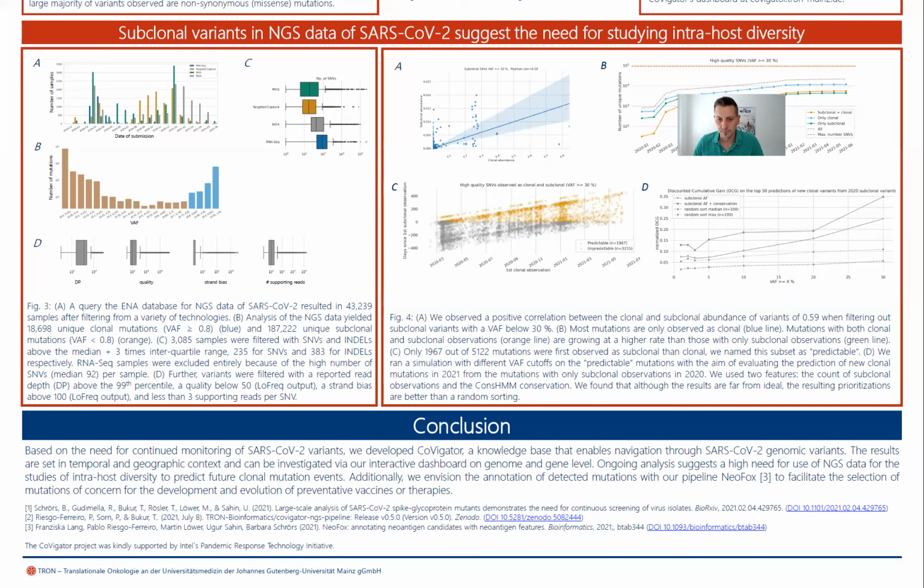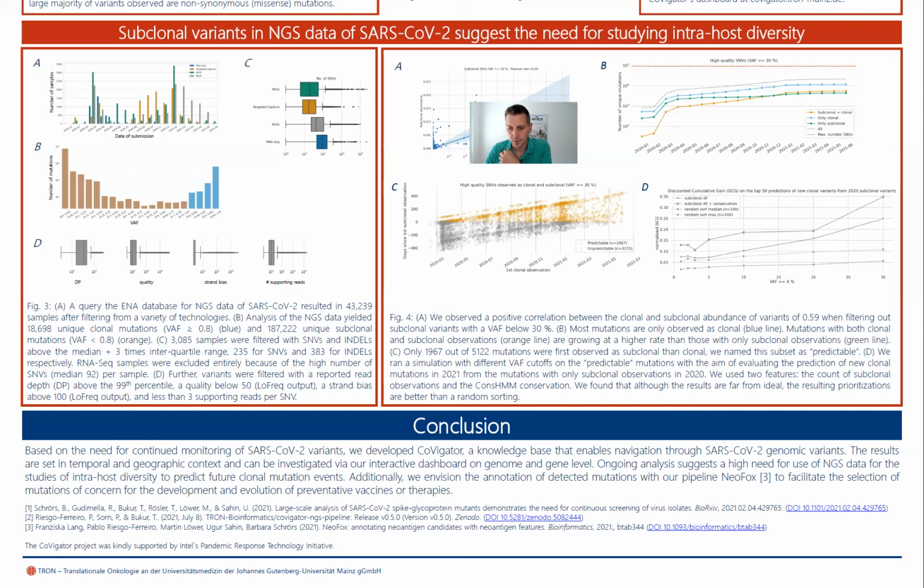We observed that mutations that are subclonal and clonal in our data set, indicated by the orange line in this plot, are increasing at higher rates compared to only clonal or only subclonal mutations. We hypothesize also a connection to the evolution from subclonal to clonal variants here. Using a variant allele frequency cutoff of 30%, we also find that almost 2,000 out of 5,000 mutations were observed as subclonal before being observed as clonal. We call these predictable mutations.